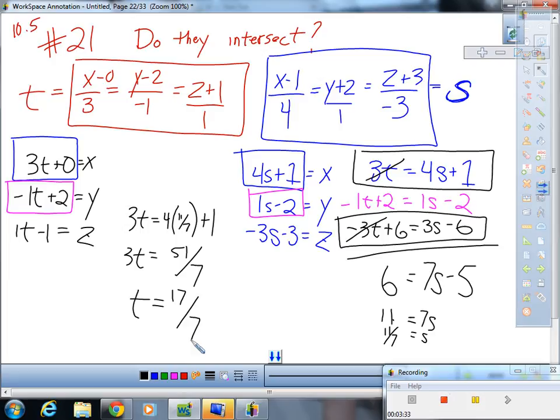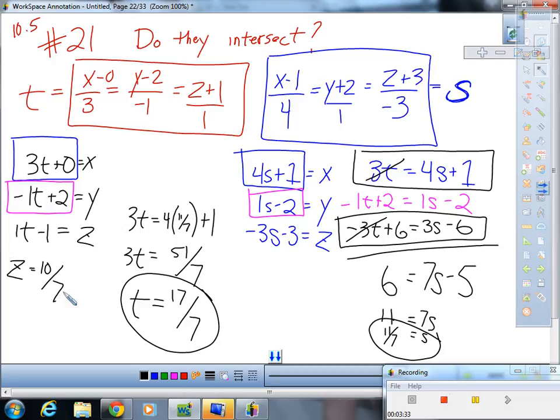So now we have our s, we have our t. They are different. That doesn't necessarily mean that these two things don't intersect. They could intersect at different times. But what we do is we plug our t in here for z, and you get 17 sevenths minus 1. So at that point, z would equal 10 sevenths. We have to get z equals 10 sevenths at the same moment for these to intersect.